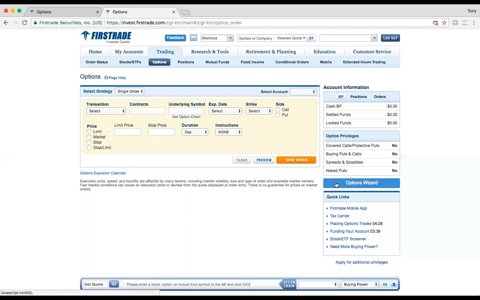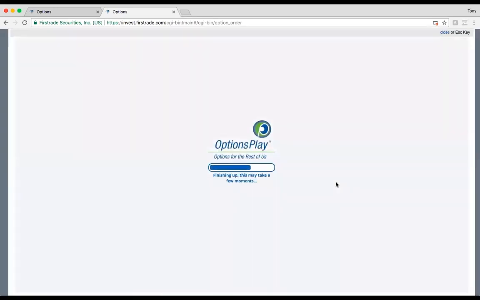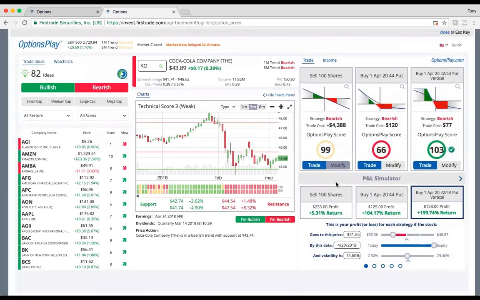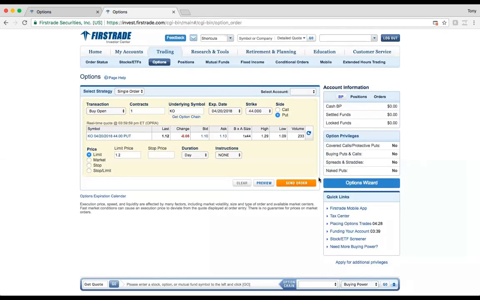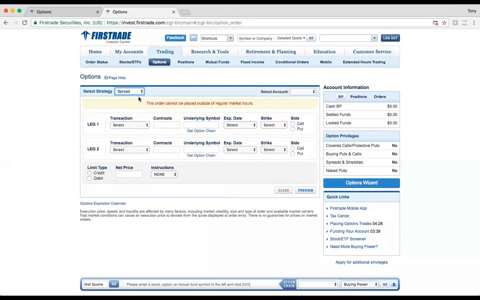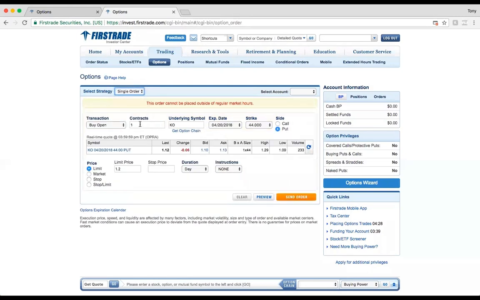I apologize, I forgot that you can't trade a multi-leg order electronically at Firstrade, but if you're placing a call or a put, when you hit the trade button, you can click on the preview order button and it pre-fills the ticket for you. Actually, you can trade a spread, I apologize. So what this will do is pre-fill the ticket for you and provide you with all the details that we just talked about. So buy to open one contract of the Coca-Cola 44 put. It'll pre-fill everything for you, and you can just put in a limit order and go ahead and send this order off.